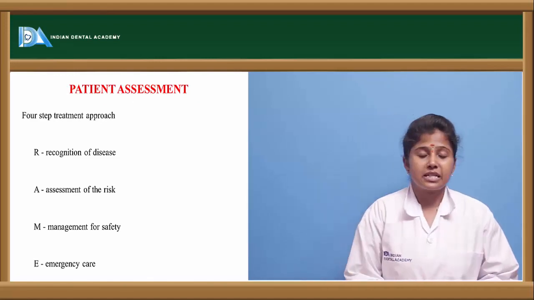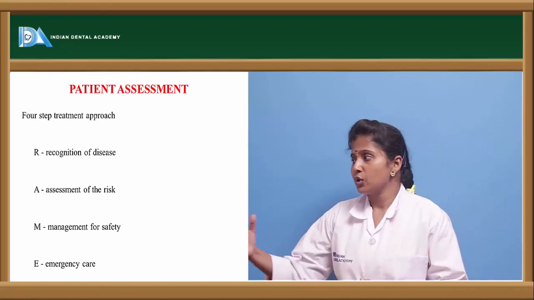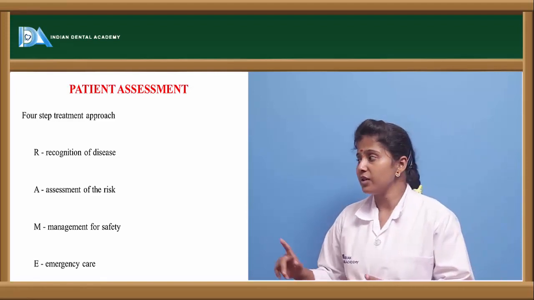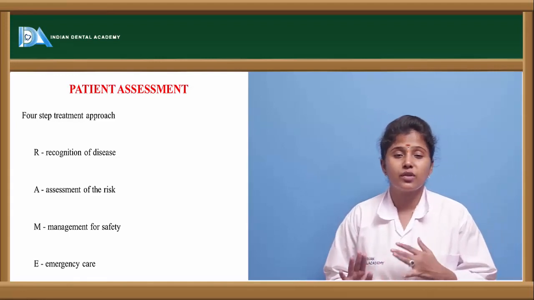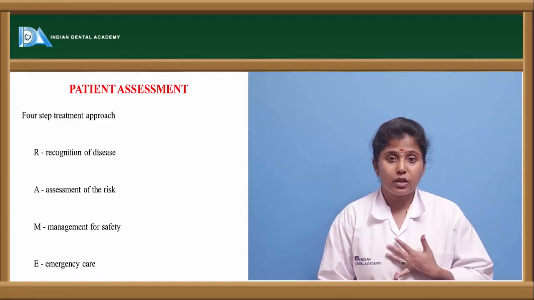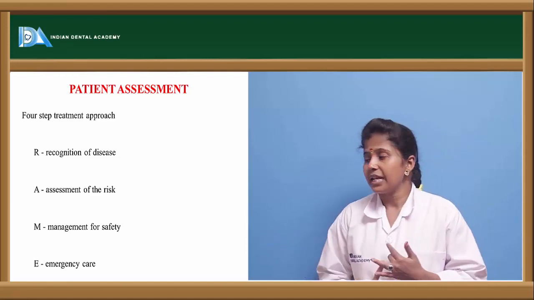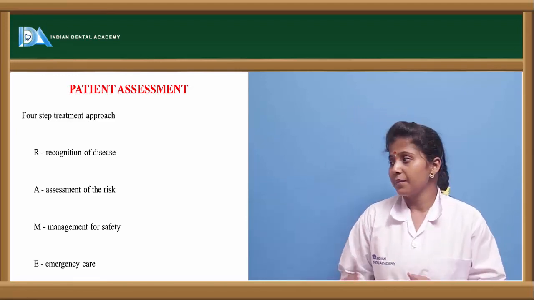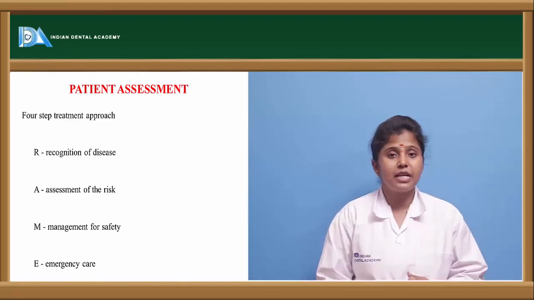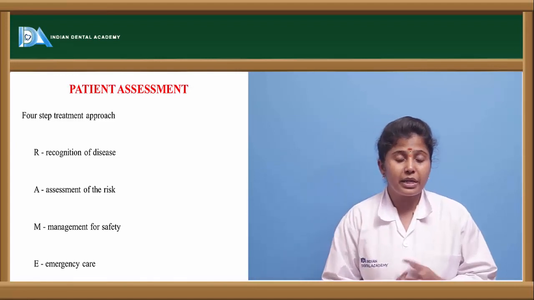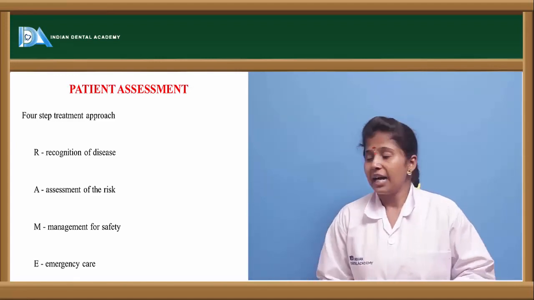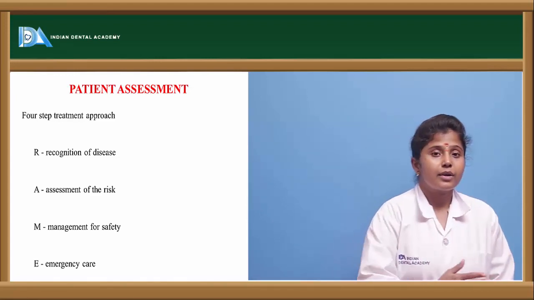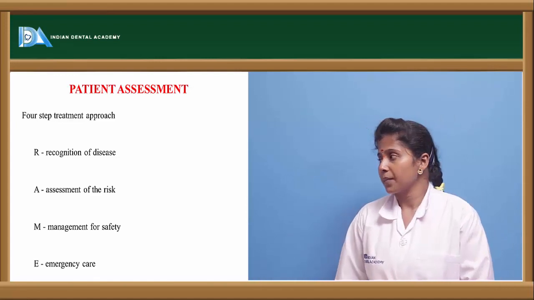So, patient assessment. How can we assess a patient? There are 4 steps to treat a patient or to give the treatment for that patient. First thing is R, recognition of the disease. R in the sense, first we have to recognize what disease he is suffering from. A is assessment of the risk. If we give the treatment, how far he is prone to risk. M is management for safety. If he is prone to risk, how far we can manage and give safety for him. And emergency care. So if at all there is an emergency, are we able to manage that emergency or not?